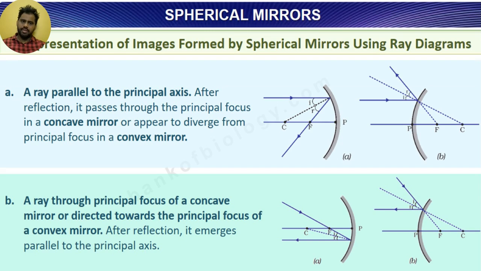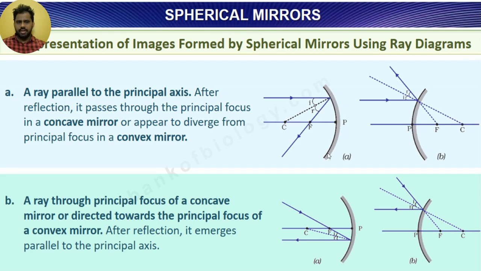So first we will see the different rules. There are different rules that we need to understand so that we will be able to make proper ray diagrams related to different mirrors. So we have basically two mirrors, concave and convex mirror. So we will try to understand the different ray diagrams. First we will see what is the first rule.